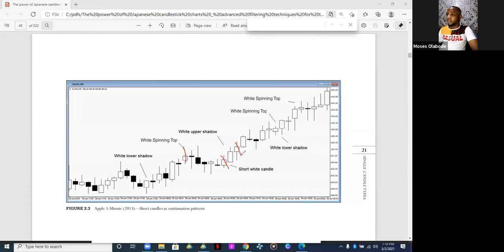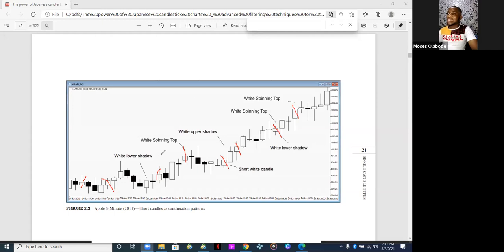This is a spinning top here. Okay, so this is a spinning top here. This is almost like a spinning top, but then it's a doji. Spinning top here. Spinning top here. So identification is very, very important. Just understand the concepts behind it. Just understand the concepts behind the moves.